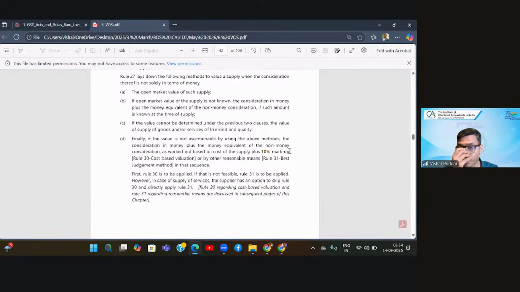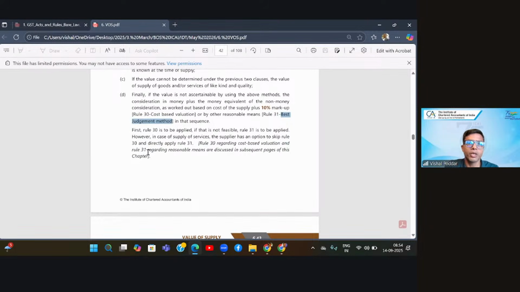Now, what is Rule 31? We discussed it is the most vague rule, because no mechanism is given. At least in all other rules, there is some mechanism given. You take my price charged to others, you take other CAs' prices. There is some mechanism given. Rule 31 has no mechanism. That is why you can see here they have used the term, it is also the best judgment value method. But then how is this done? We studied what Rule 31 says. You have to find out the value using reasonable means. Now, what is using reasonable means?